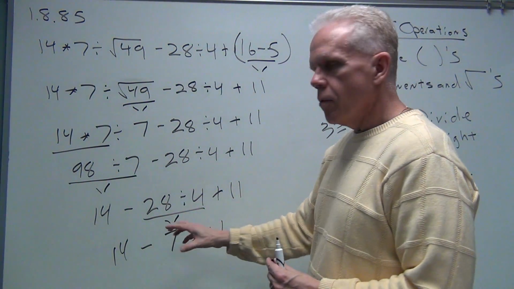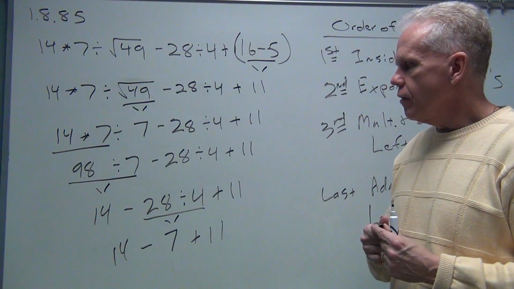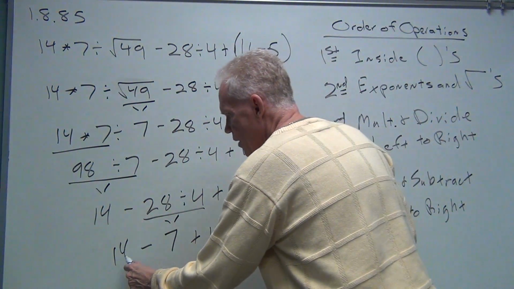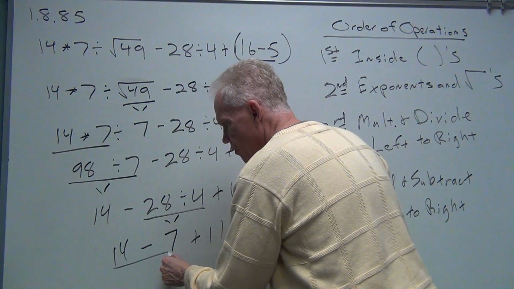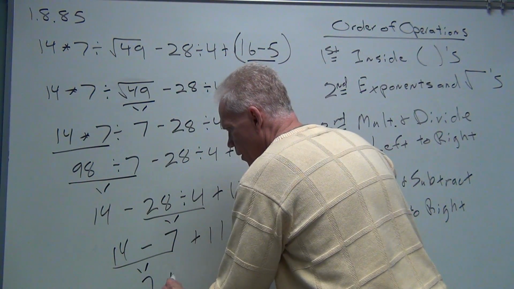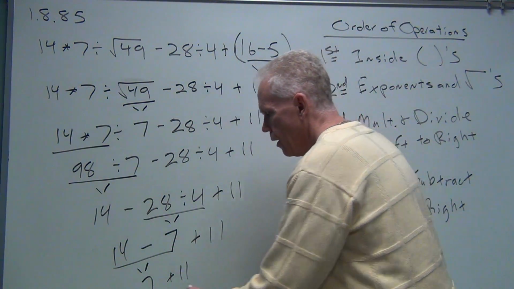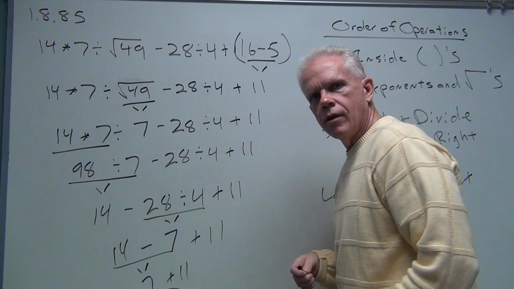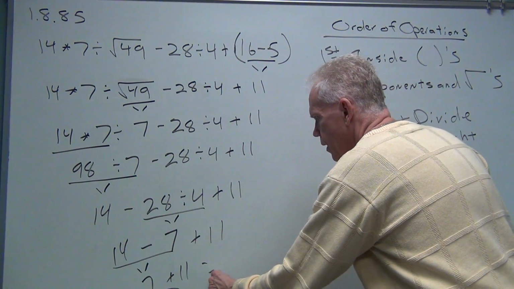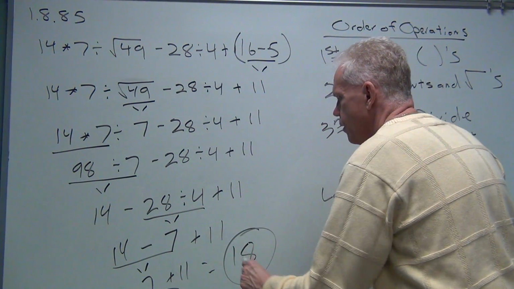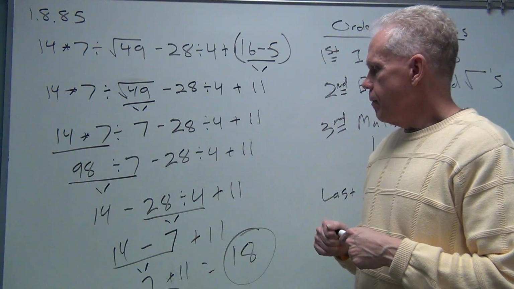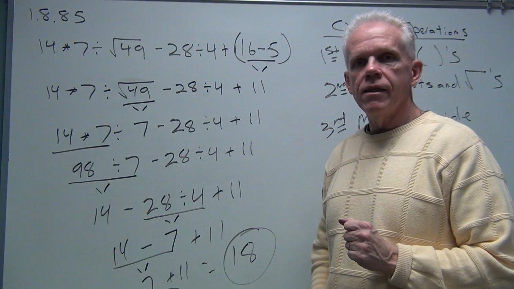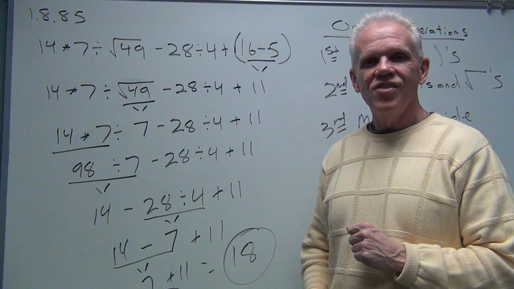All right, now no more multiplication and division. So now let's go to addition and subtraction from left to right. So the subtraction here, we'll do the subtraction first. We'll get a 7 plus that 11, and we end up in the end with an 18. Can you see that way down there? Equals 18 is our final answer. And so we worked this thing down little by little until we got there using the order of operations.